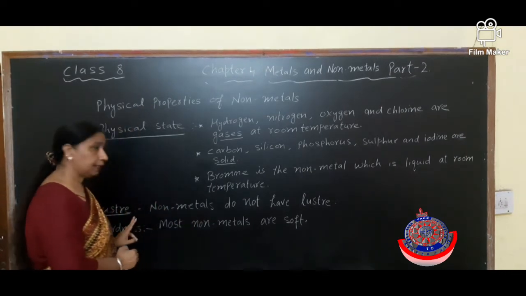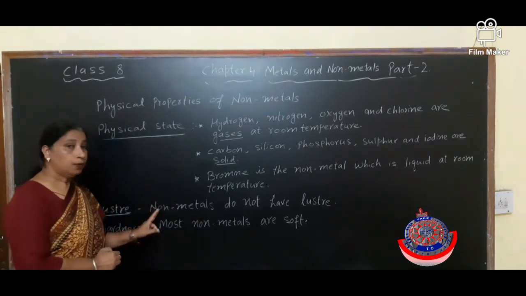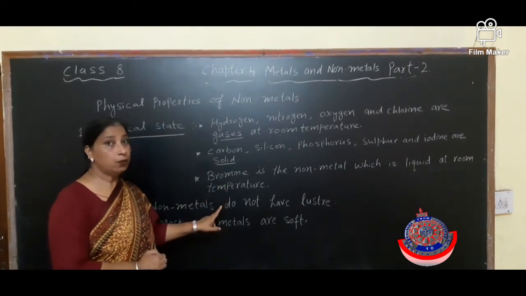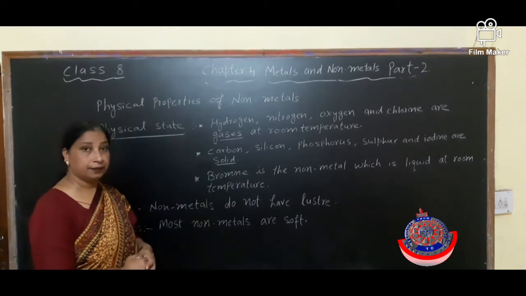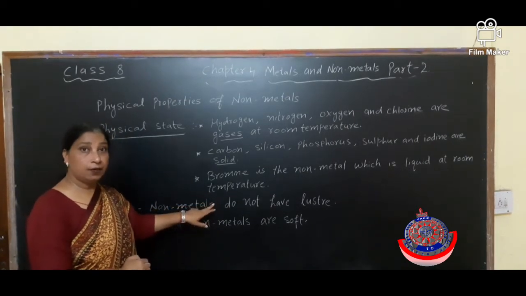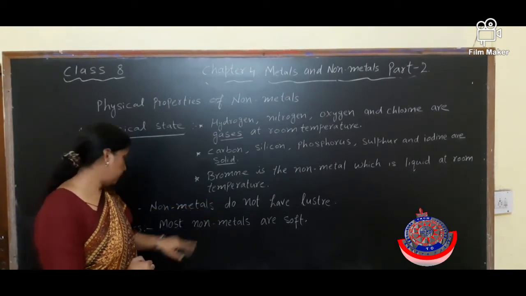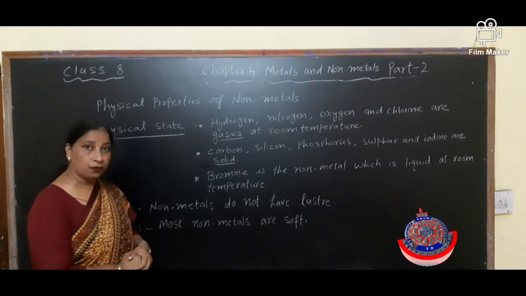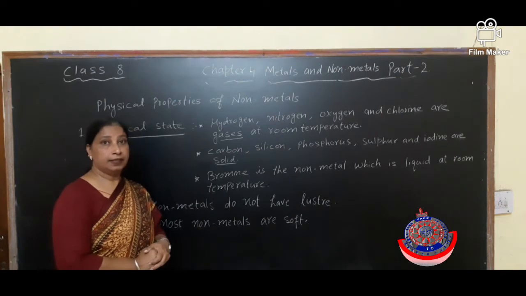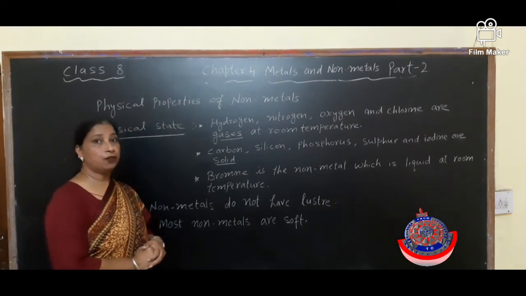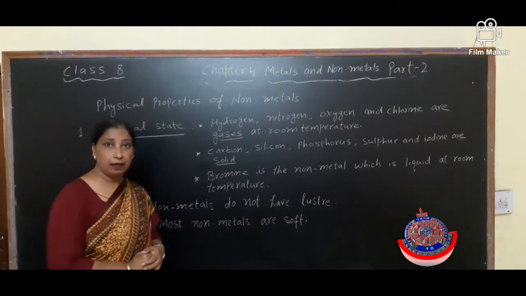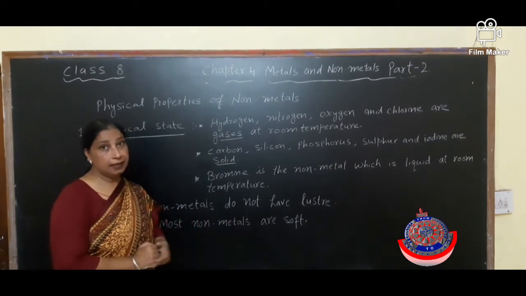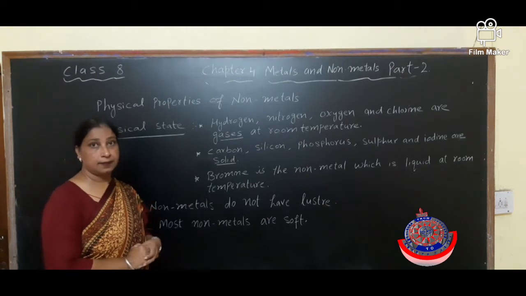Next physical property is luster. Non-metals are non-lustrous, means they don't have any shine. But iodine is a non-metal which has luster. Hardness. Most non-metals are soft except diamond. Diamond is a form of carbon. Carbon is a non-metal but it is hard. Diamond is the hardest substance.